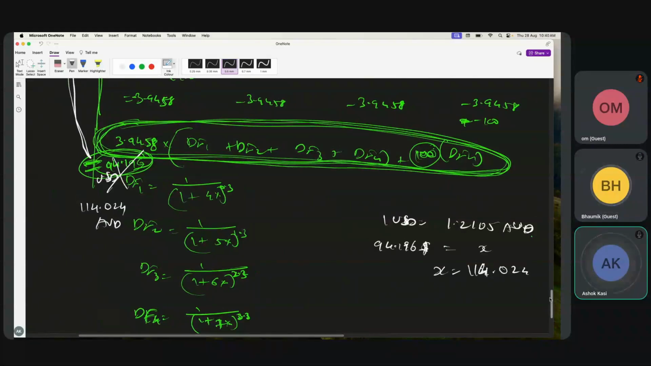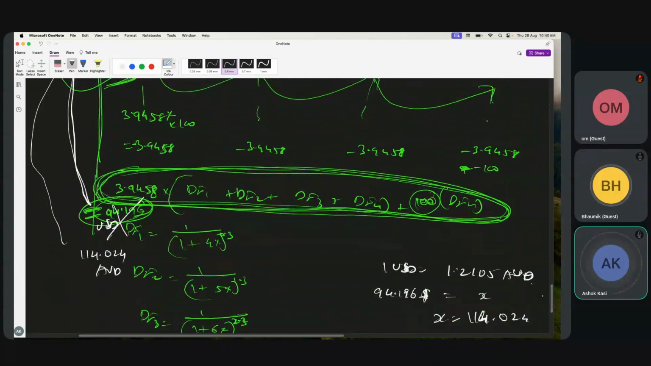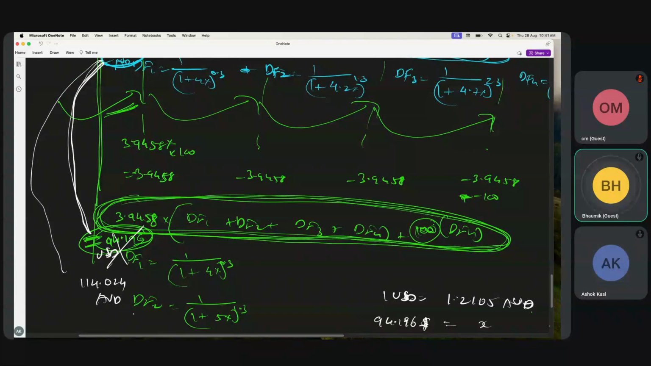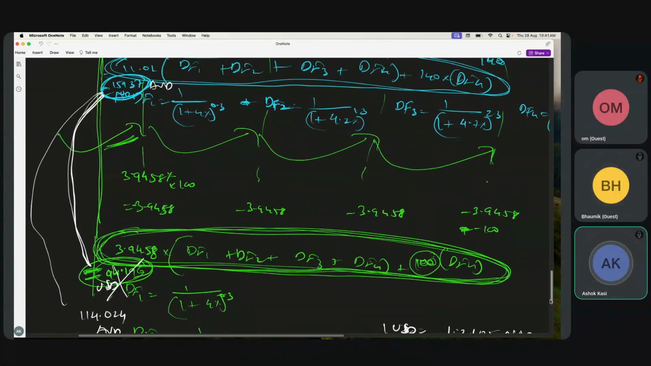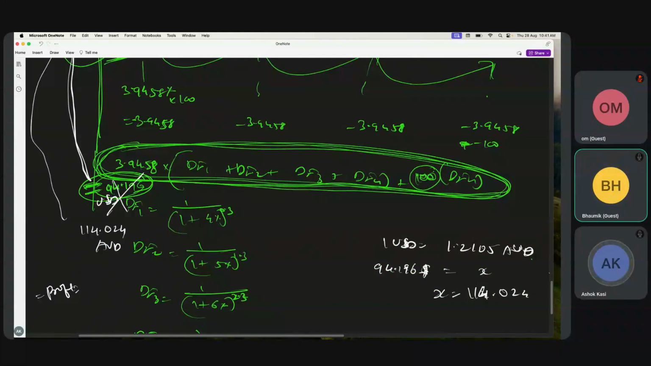Now I can compare Australian dollar to Australian dollar. So 159.37 minus 114.024 is 45.35. Correct. So 45.35 I am paying less, so that is my profit because I'm receiving more. 159 I'm receiving. So the profit is 45.35 Australian dollar. Understood?